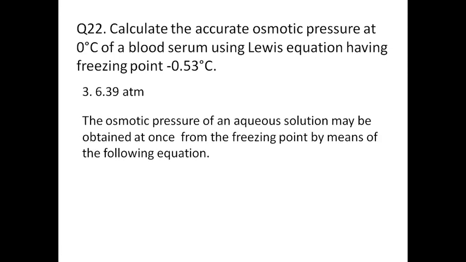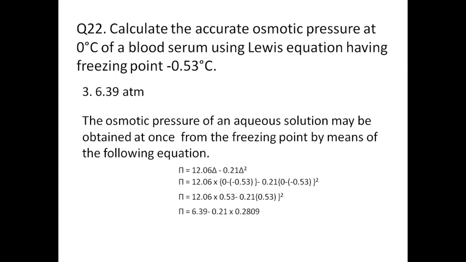I have given the formula here. This stands for osmotic pressure, and this delta stands for the difference in freezing point. Let's put here 0 minus 0.53. It will be 12.06 into 0.53 minus 0.21 into 0.53 whole square. So in this process, you can see 6.39 minus 0.21 into 0.2809, and further 6.39 minus.